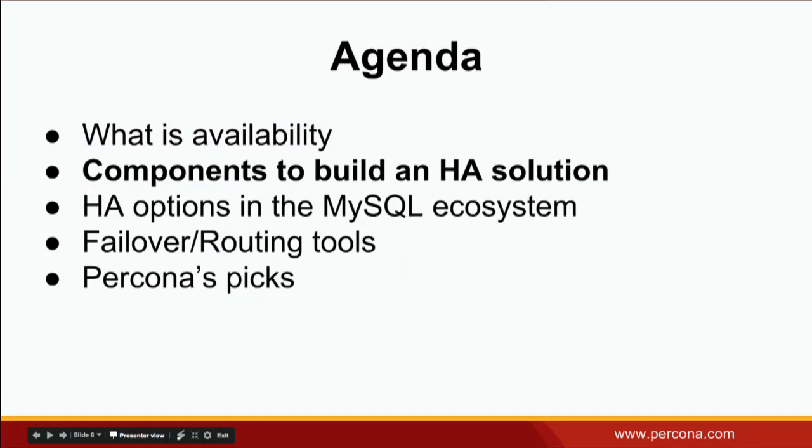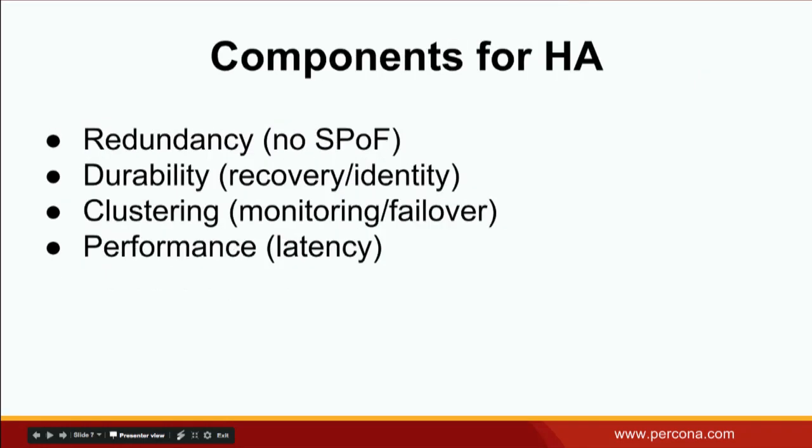So what do we need to build an HA solution? There are 4 basic things you need. You need to have some form of redundancy for the data, and possibly also for the different pieces of the infrastructure. You need to have durable writes. You need to have clustering tooling for monitoring, failover, routing. And you need to have low latency. Performance is important for HA.